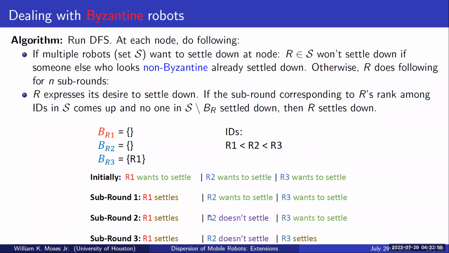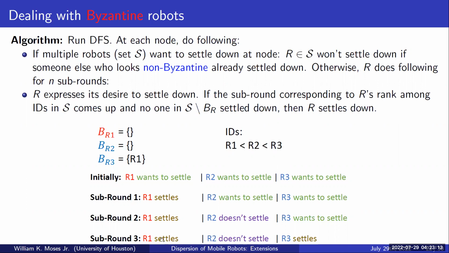In sub-round 2, robot 2 looks at the previous people who settled down. So for only R1 settled, it looks at its blacklist. Is R1 there? No. So in R2's mind, oh, it looks like a good guy settled down. So R2 won't settle down.